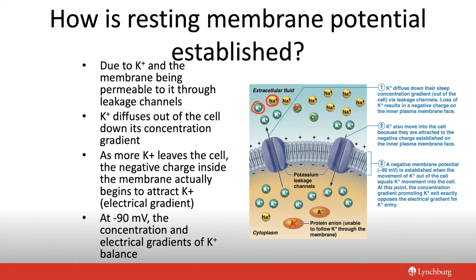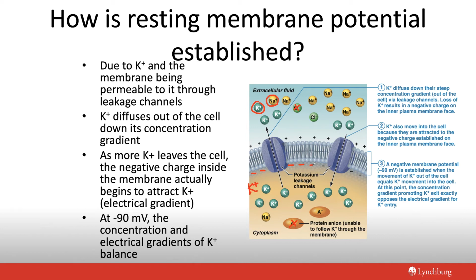It's important to note that potassium is in higher concentration inside the cell. So we have a much larger concentration of potassium inside the cell than outside. And we have leakage channels embedded in the plasma membrane, and these are open all of the time. So they are slowly allowing potassium to leak out of the cell down its concentration gradient. As positively charged potassium ions leave the cell, it ends up creating a negative charge inside the plasma membrane.